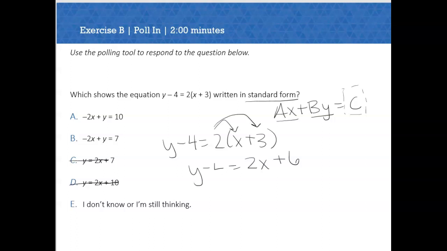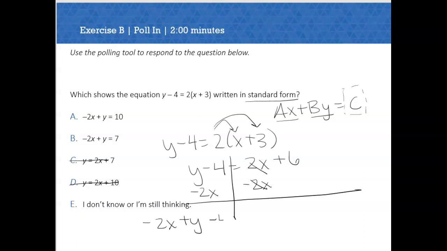Oops, I erased too much. So this is positive 2x, so to move it to the other side, we subtract. So I have negative 2x, this is a positive y, minus 4 equals positive 6. I put the 2x in front because the x is in front out here. So that's why I moved it out front.